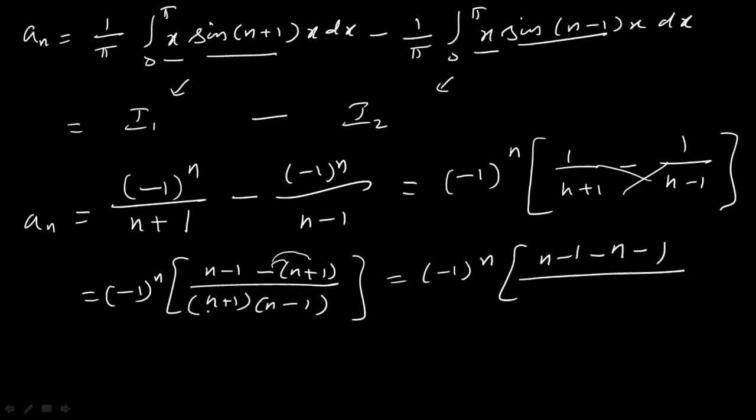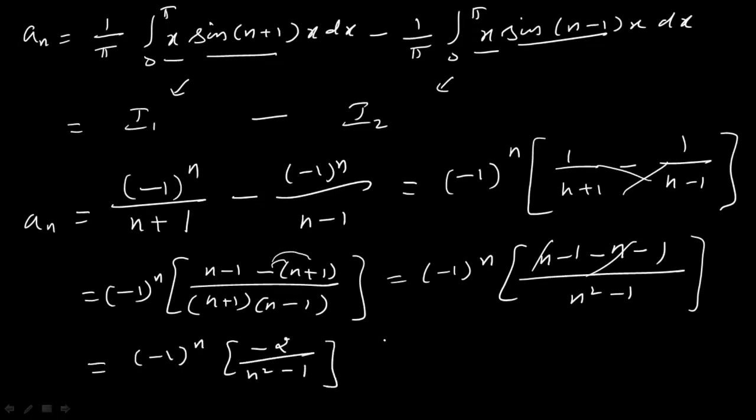Whole divided by this, the sum a plus b product a minus b is nothing but a square minus b square, that is n square minus 1, isn't it? So plus n and minus n being cancelled, so you have only minus 1 whole power n times minus 2 divided by n square minus 1, isn't it? So the value of a n you have calculated is minus 2 times minus 1 whole power n divided by n square minus 1.